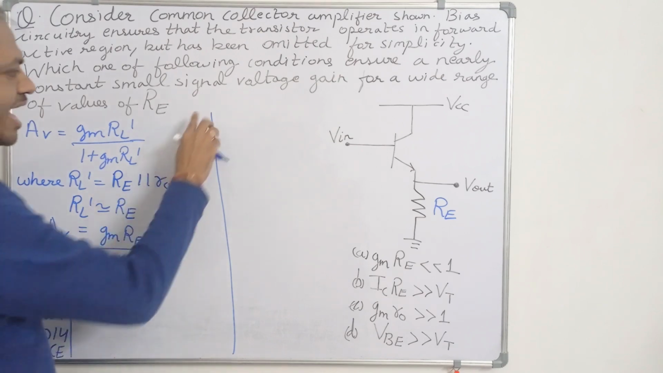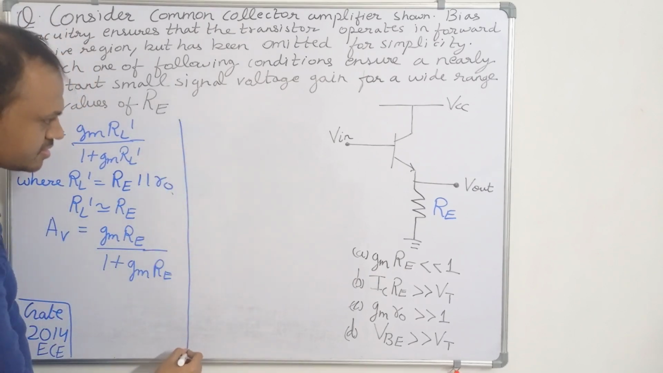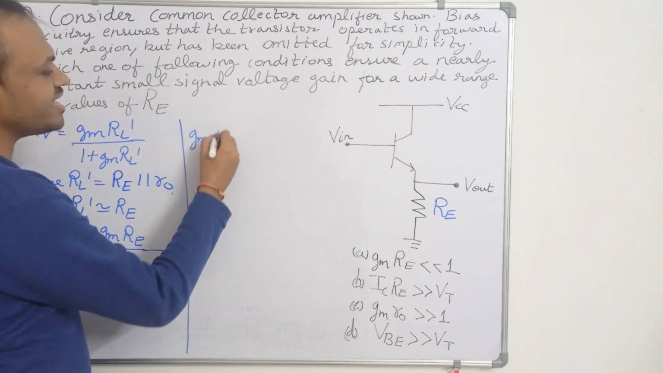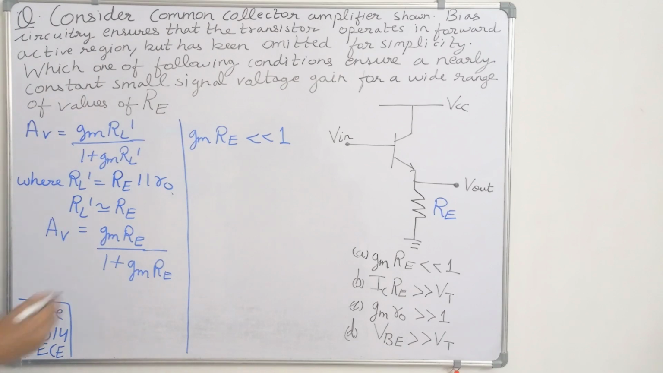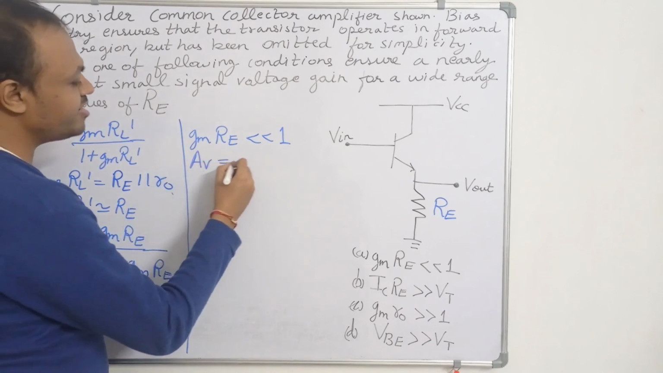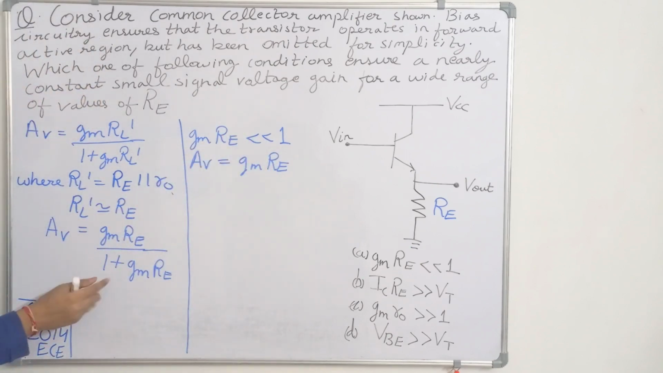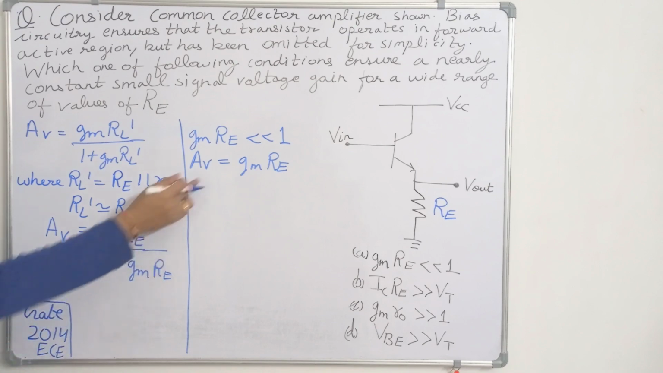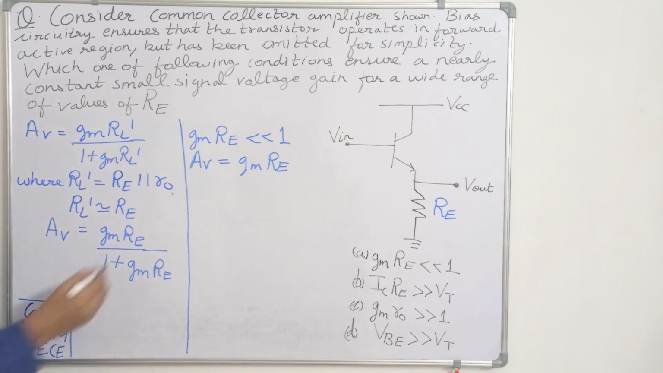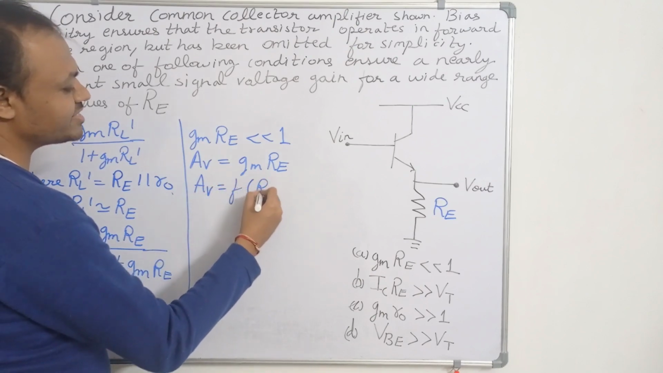Either gm Re is very much less than 1. If gm Re is very much less than 1, then AV will become equal to gm Re, because 1 is much greater than gm Re, so the gm Re term in the denominator can be neglected. So the small signal voltage gain will become a function of Re.